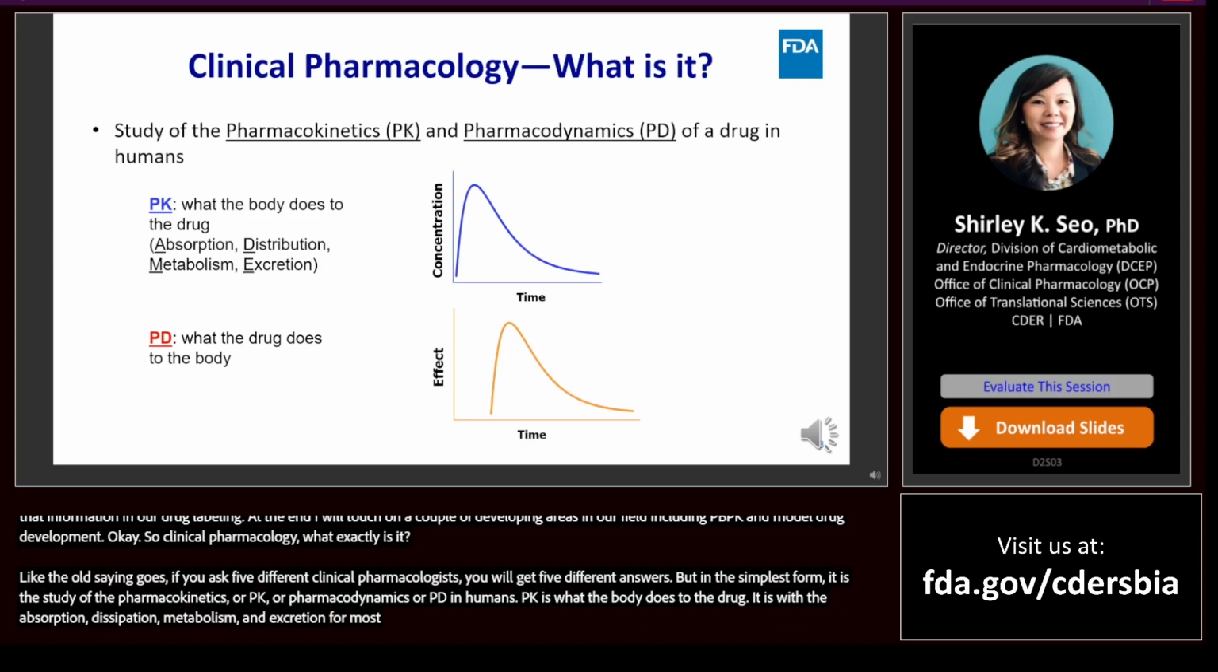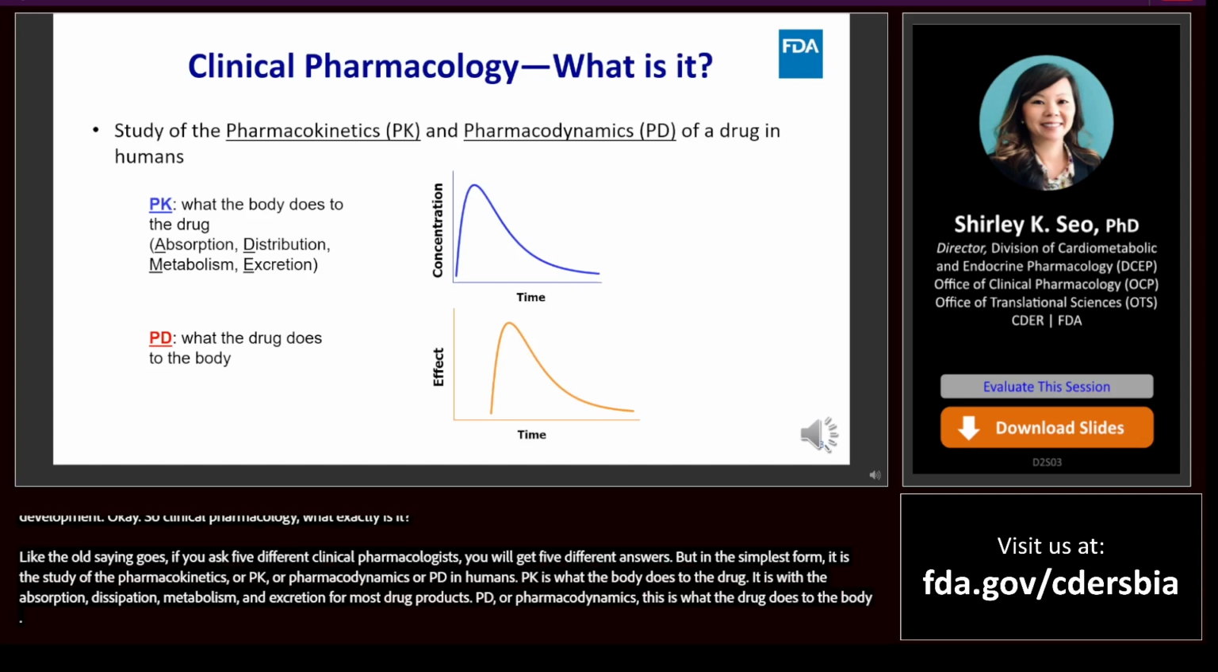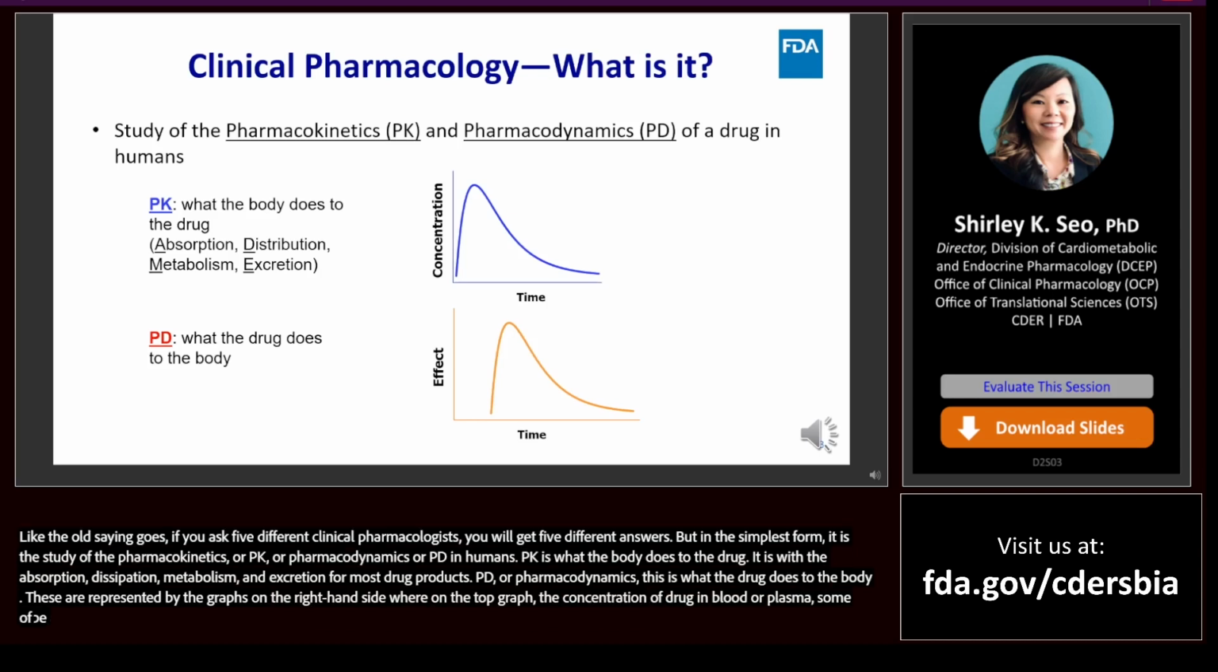These two concepts are represented by these graphs on the right-hand side, where on the top graph you have a concentration of drug in blood or plasma, some type of biological matrix, over time. And in the bottom graph, you see an effect, some sort of biological measured effect over time.